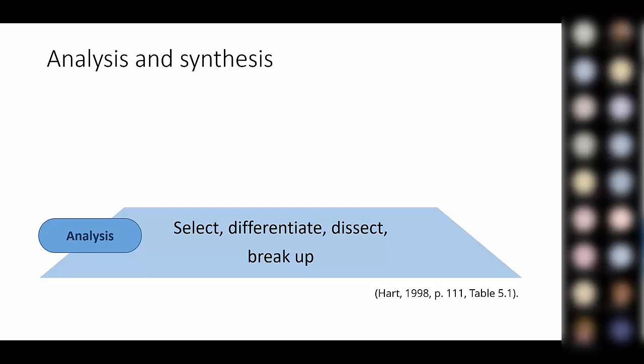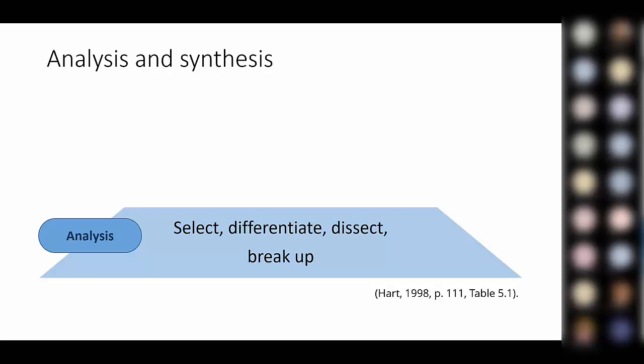With analysis, the key words are select, differentiate, dissect, and break up. Analysis is the initial action you do to the data you've gathered. To select, you choose what is relevant. To differentiate, you understand how the different data compares. To dissect, you examine the data carefully to understand it. And to break it up, you group it into subtopics.